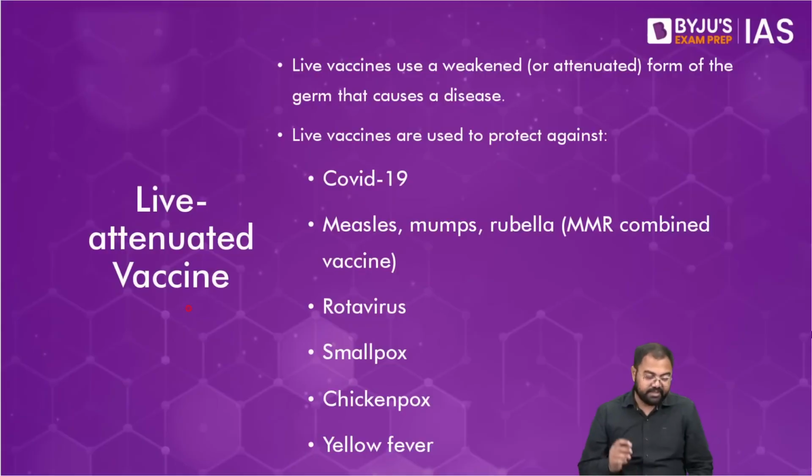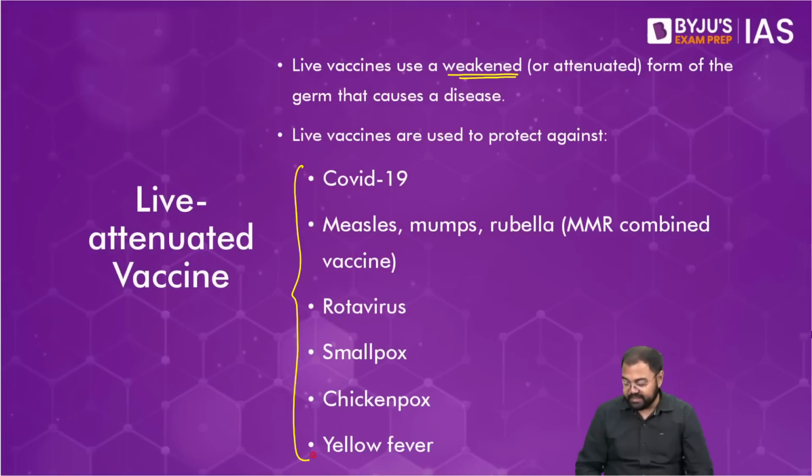Then after that, there are live attenuated vaccines. These are the ones which are weakened. We make it very weak, very dormant, very inactive, and then it is inserted inside the body. That's why there will be no complication. They'll not cause any disease in our body. So the pathogen that is being inserted has already been weakened and made very dormant. Again, there have been a lot of cases in the past where we have made use of live attenuated vaccines.